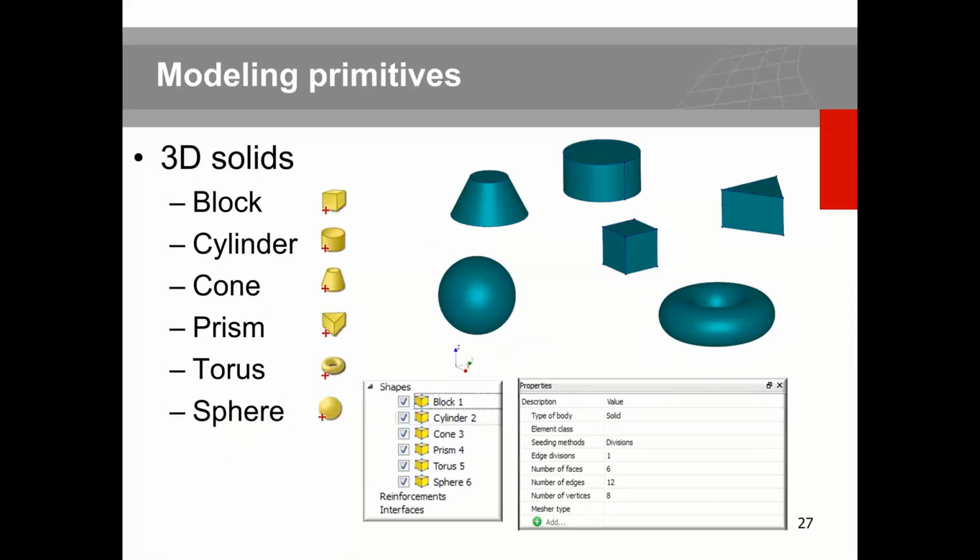Otherwise, if you don't want to import your model, you can, of course, generate it from our GUI using the basic tools we offer in terms of modeling primitives to create and generate your model in full 3D. The standard primitives in 3D are the block, the cylinder, the cone, the prism, the torus, and the sphere. All these are classical objects that can be generated in Diana.